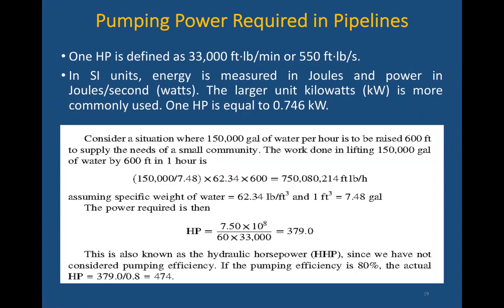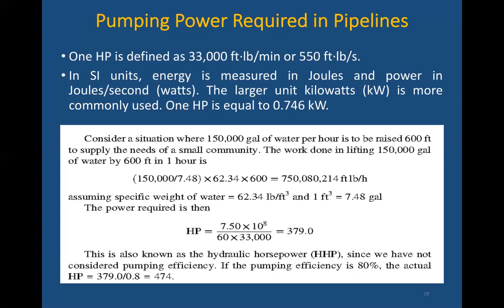Pumping power required in a pipeline is a very simple concept, and you already have an idea of horsepower. But we still have to recapitulate these things, and there are some important numerics here. I think you already know that 1 HP is defined as 33,000 foot-pounds per minute, or 550 foot-pounds per second. It's just divided by 60 and you get 550 foot-pounds per second. In SI units, energy is usually measured in joules, and power is joules per second, watt, or sometimes you use the larger unit kilowatt.